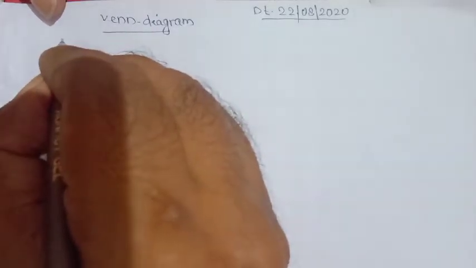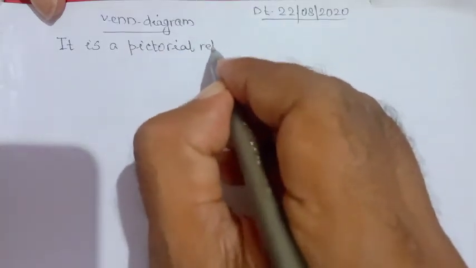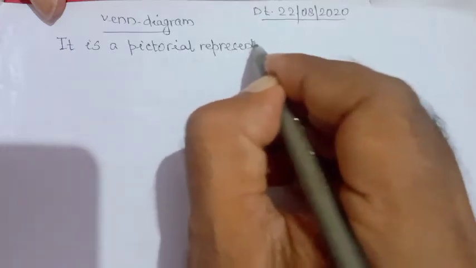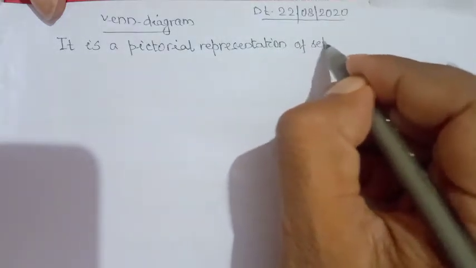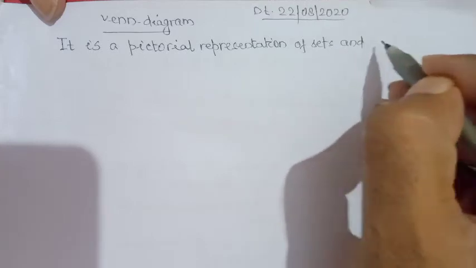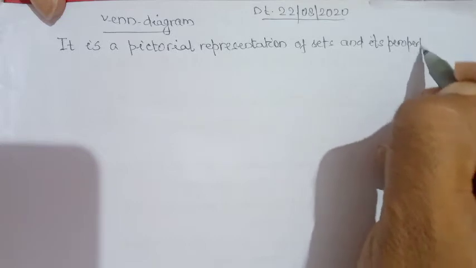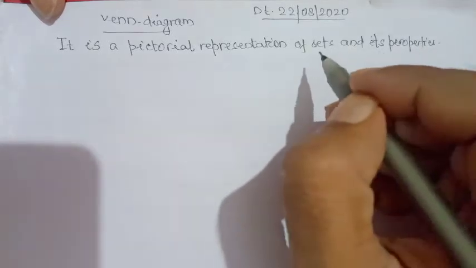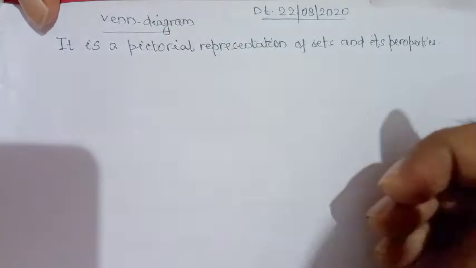What is Venn diagram? A Venn diagram is a pictorial representation of sets and its properties. This is Venn diagram. The pictorial representation for sets and its properties is called Venn diagram.